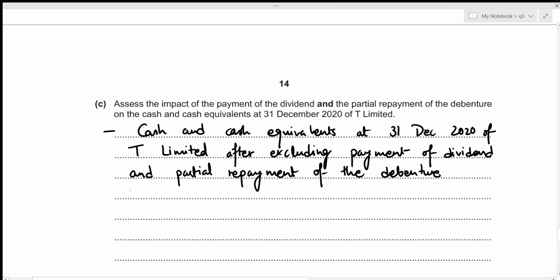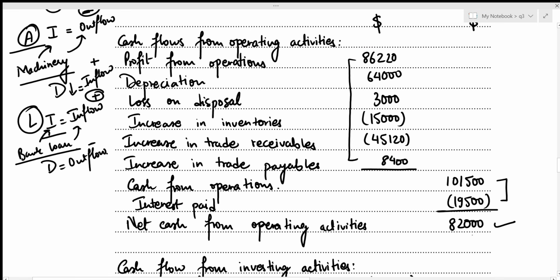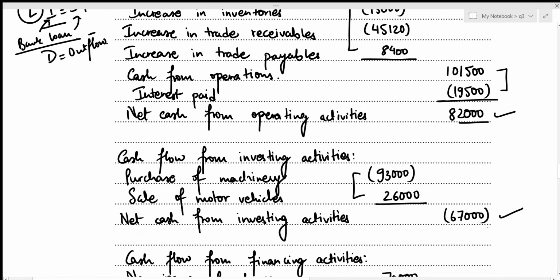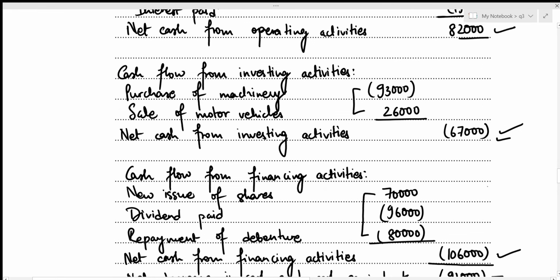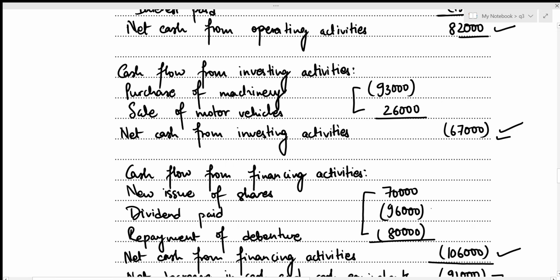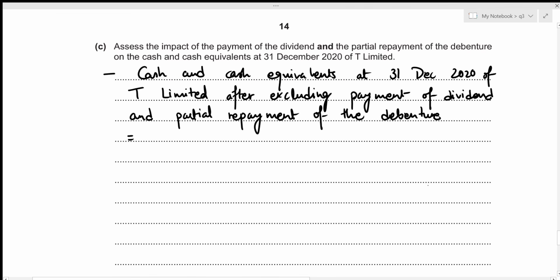Let's calculate it. So let's refer to our cash flow statement. That is going to be 82,000 resulting from net operating activities, negative 67,000 from investing, and from financing activities we're going to exclude these two, so that's only going to be positive 70,000. Let's calculate it. That's 82,000 minus 67,000 plus 70,000, which results in the positive balance of 85,000.